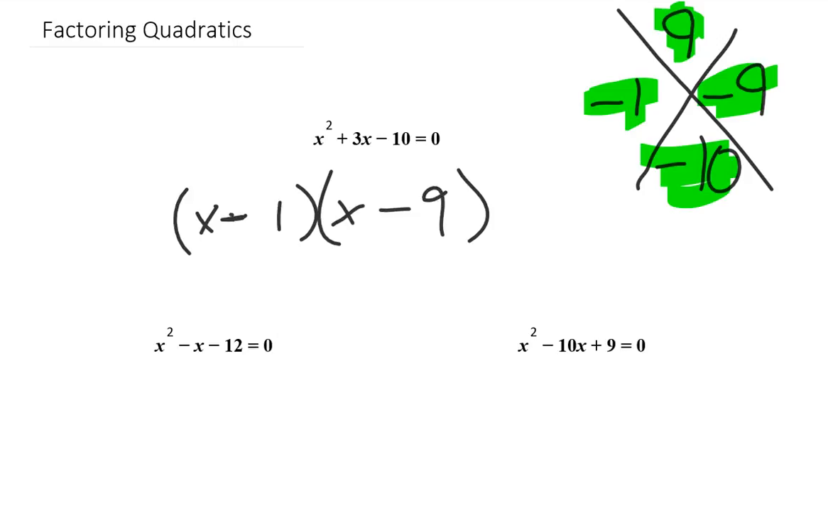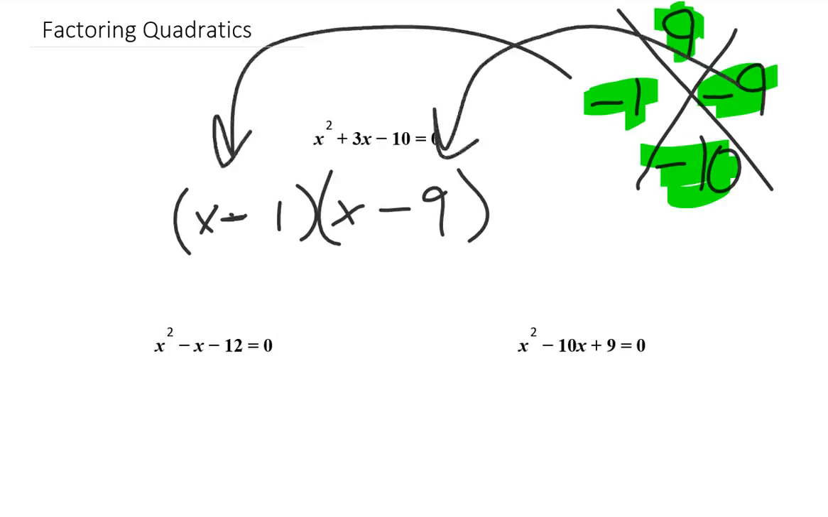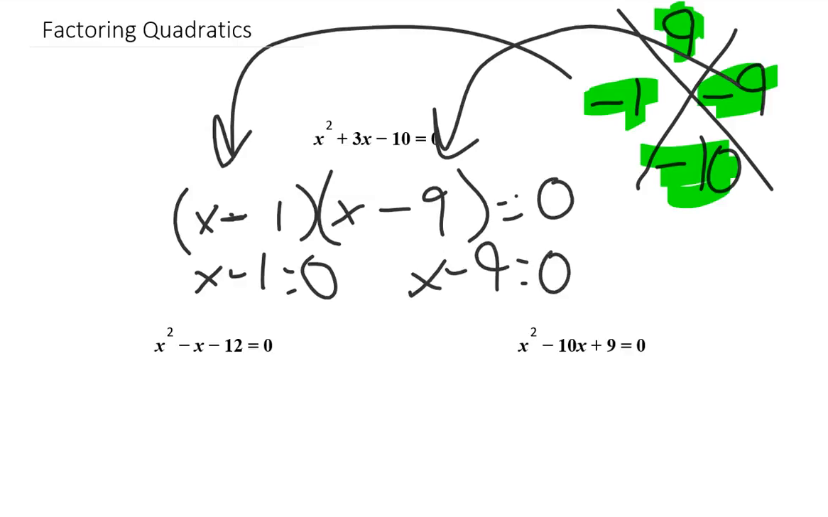I've got negative 9 here. So all I did was put this negative 1 here. Negative 9 goes there. Set them equal to 0. And I can solve. X minus 1 equals 0 is going to be one of my answers. X minus 9 equals 0 is going to be the other answer. So I know my x is either 1 or it's going to be a 9. So those are the easy ones.